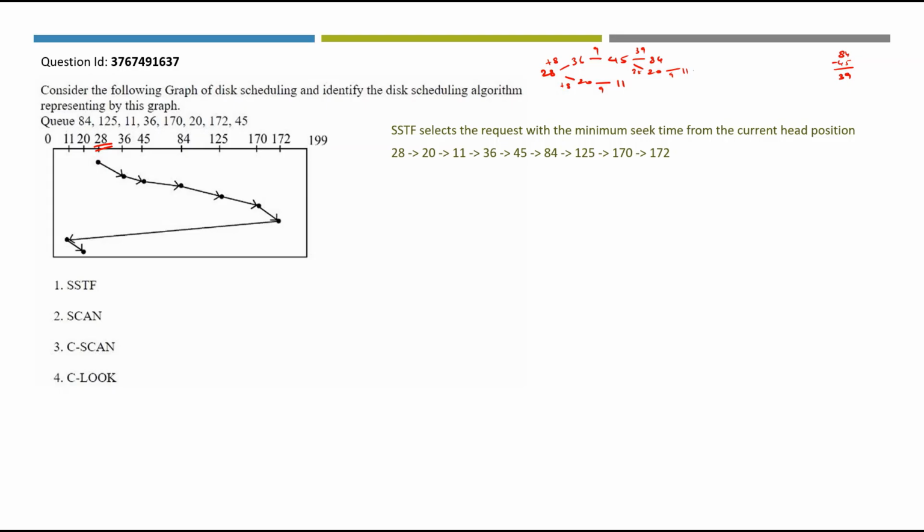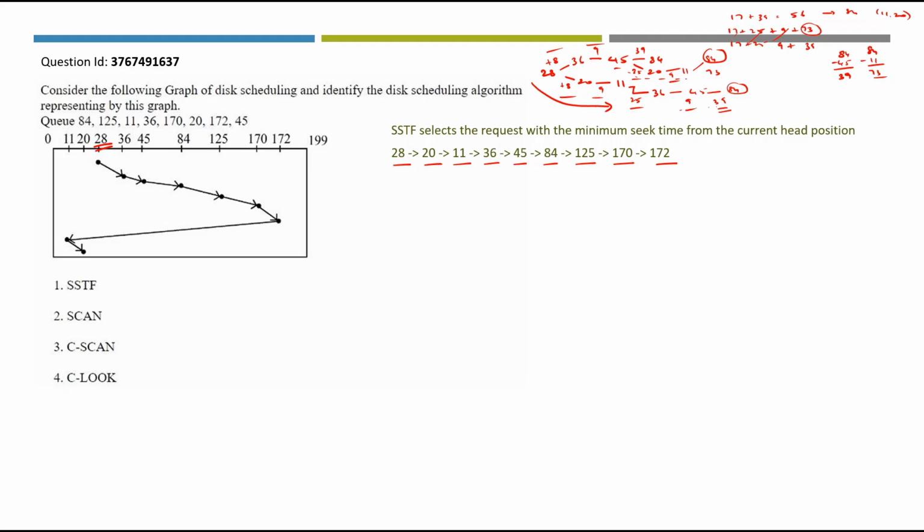After 11 you have to directly go to 84. What is 84 minus 11? It will be 73. So from 11 there is only one way to move forward, that is 36. From 36 it is 45. From 45 it is 84. So we will take this particular order in SSTF: 28, 20, 11, 36, 45, 84, 125, 170, 172. This will give the shortest seek time compared to other ways.